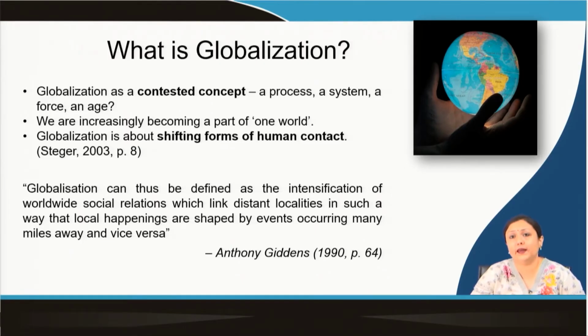Anthony Giddens, a very renowned sociologist who provided us with some of the most foundational theories on all areas of sociology, in his very significant book, The Consequences of Modernity, defines globalization as the following, and I quote, "Globalization can thus be defined as the intensification of worldwide social relations which link distinct localities in such a way that local happenings are shaped by events occurring many miles away and vice versa." Such an interesting definition that is provided by Giddens. And I think that this very definition sums up a lot of the features that we have been talking about.